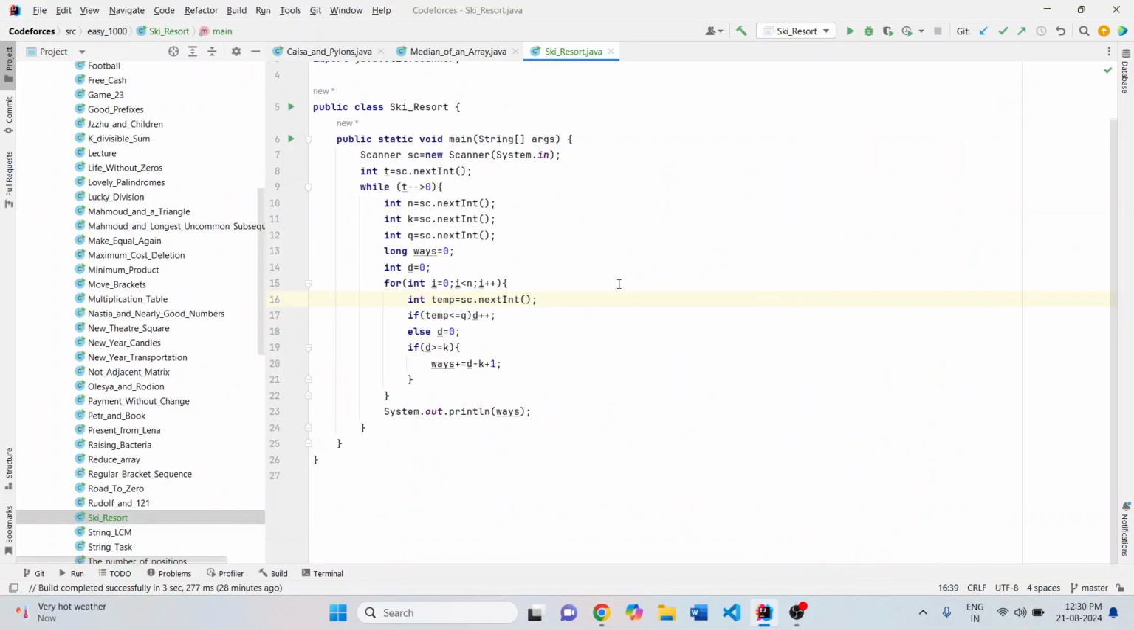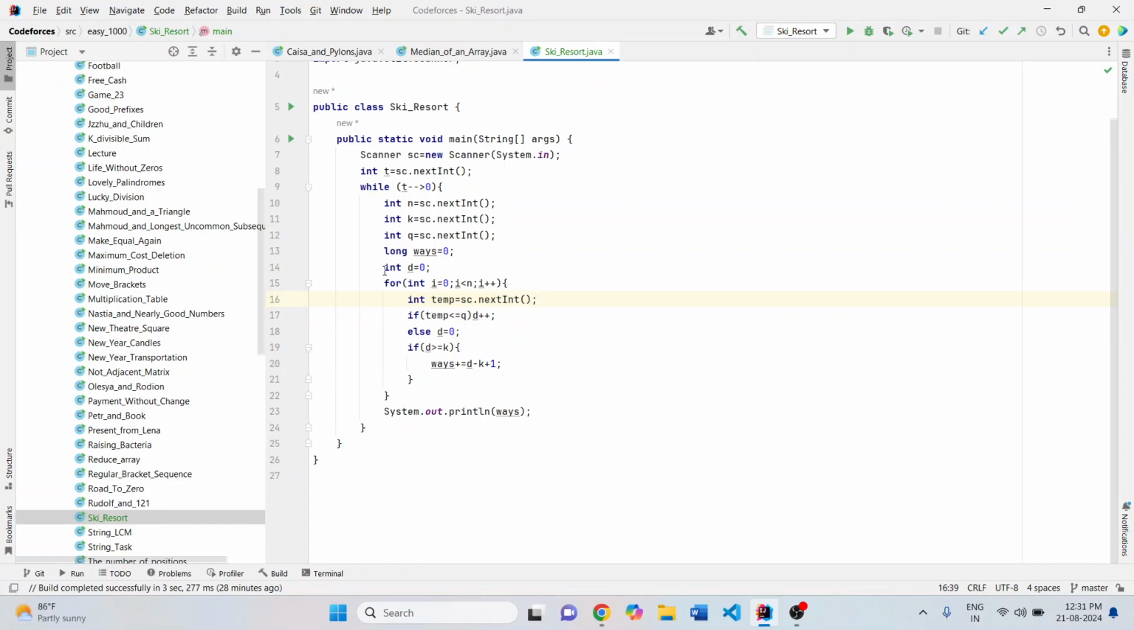So moving to the solution part, we have taken t test cases, n is the number of days, k is the minimum consecutive days, and q is the temperature. Now we have to find the answer, the ways, how many ways he can plan his trip. We have taken this as long because when we find the number of ways, it can go out of integer range, so we have to take it long.